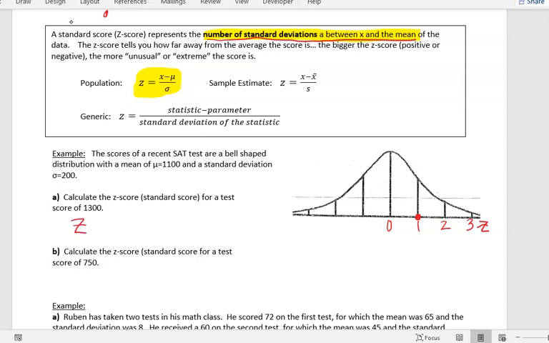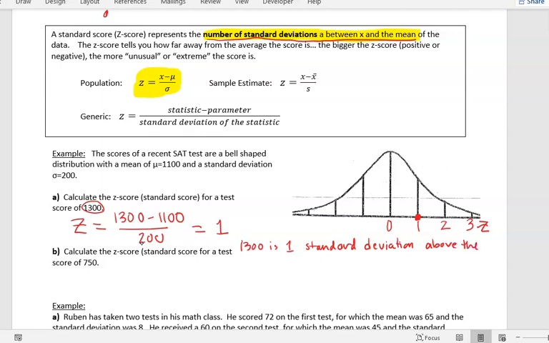So to calculate this with the formula, I'm going to do x. X is the actual score itself, 1300, minus the mean, 1100, divided by the standard deviation, which is 200. All right, and that's going to be 200 divided by 200, and there is that 1, a z-score of 1. And so what I would say if I had to interpret this is that 1300 is 1 standard deviation above the mean.